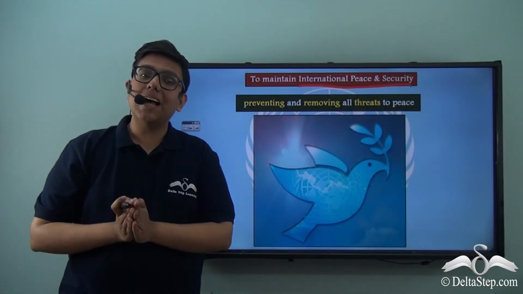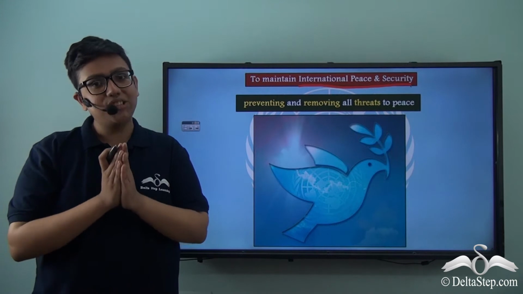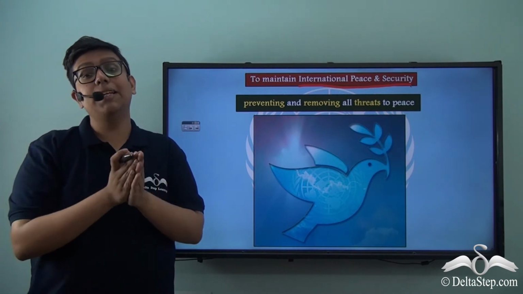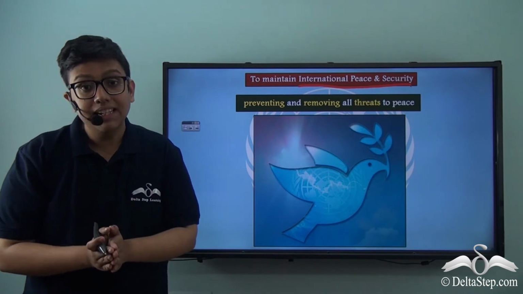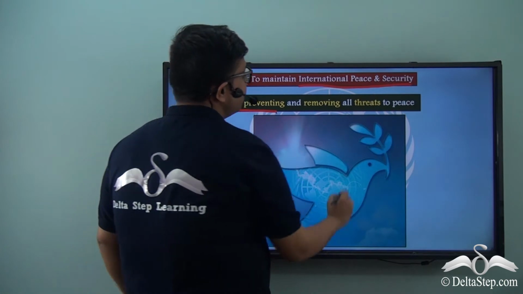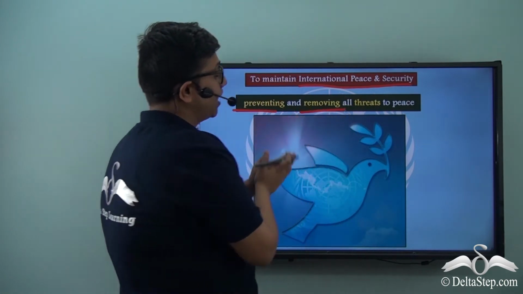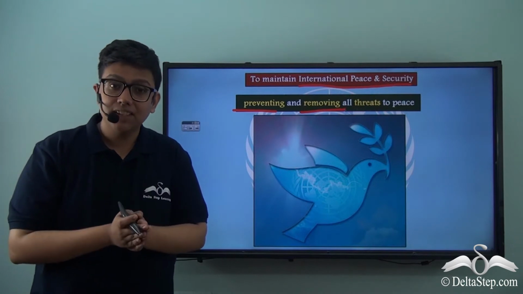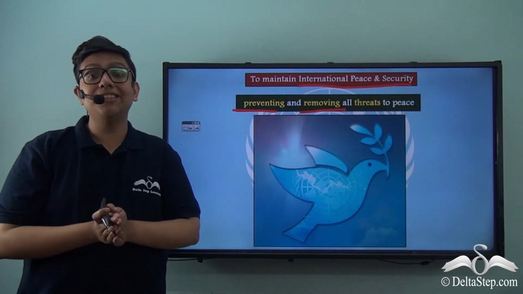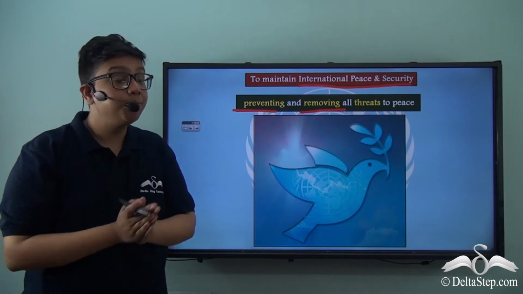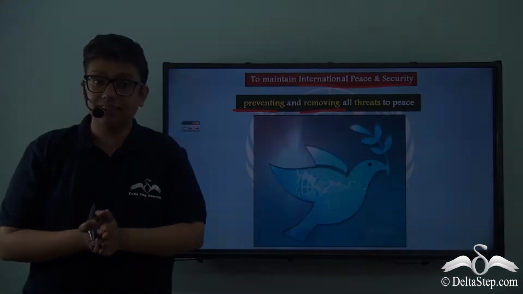In order to establish and maintain peace, one has to make sure that any threats that can violate peace are being removed or are being prevented. Therefore, the United Nations aims to prevent and remove any such threats which can violate peace. This could be through counter-terrorism, through the establishment and maintenance of fundamental human rights, and in general keeping an eye out for whatever can threaten peace.